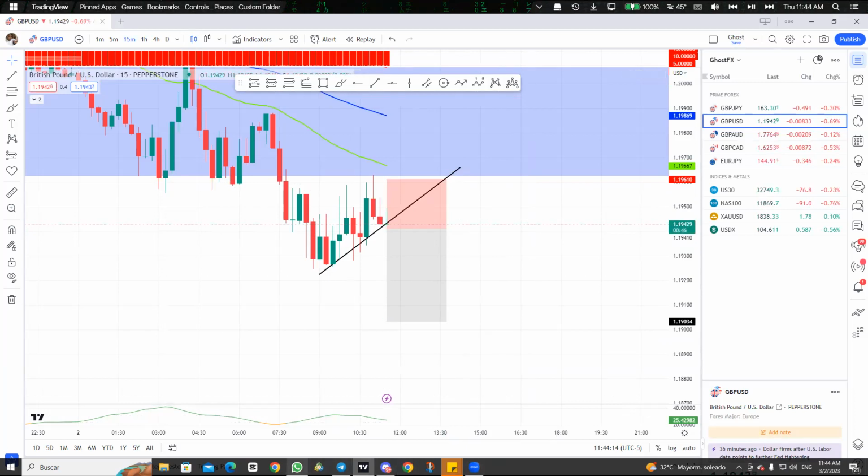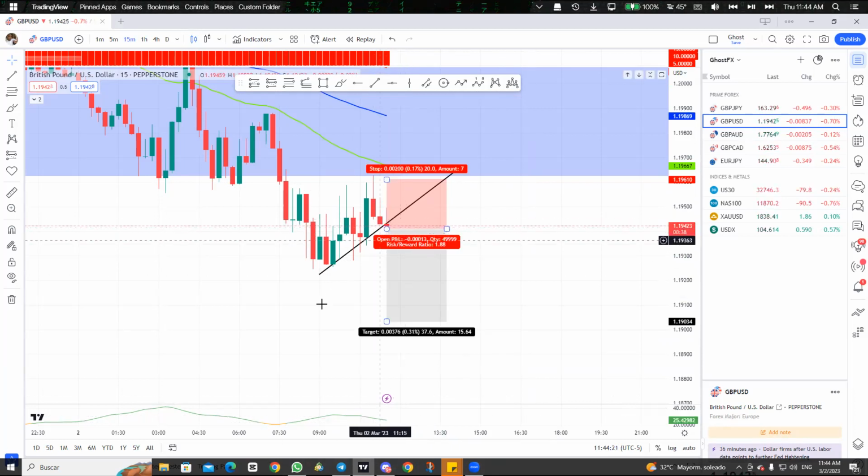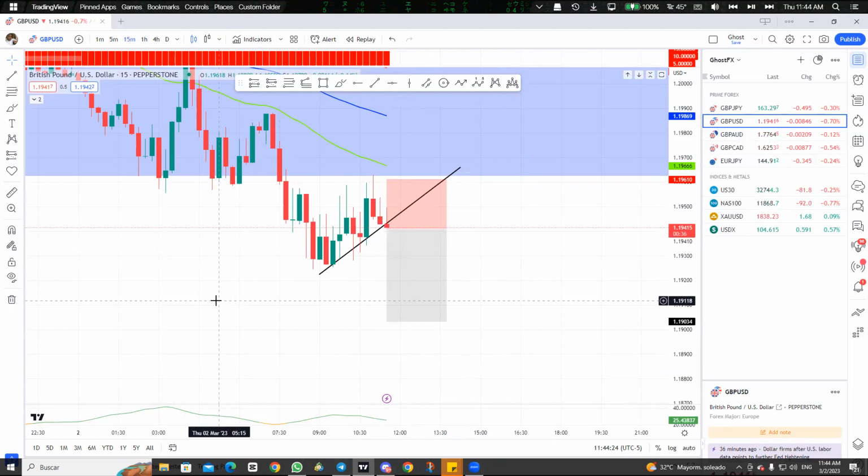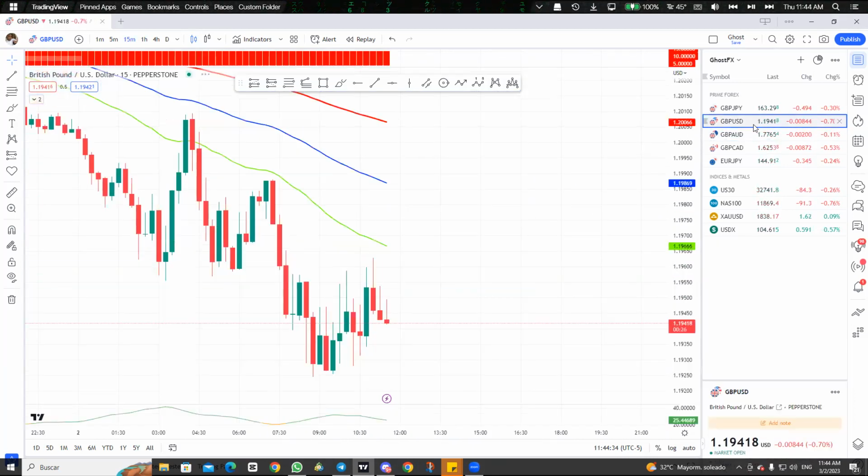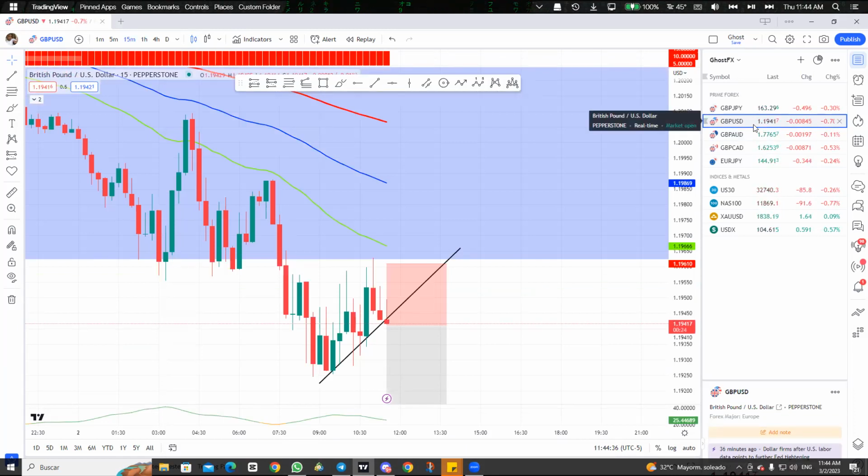Take a trade for 0.05 here, a sell. Take a sell now. GBP USD, take a sell now. GBP USD. Yes, take a sell, 0.05 or whatever you want to do. How many lots? 0.06. Yeah. Done. Okay.